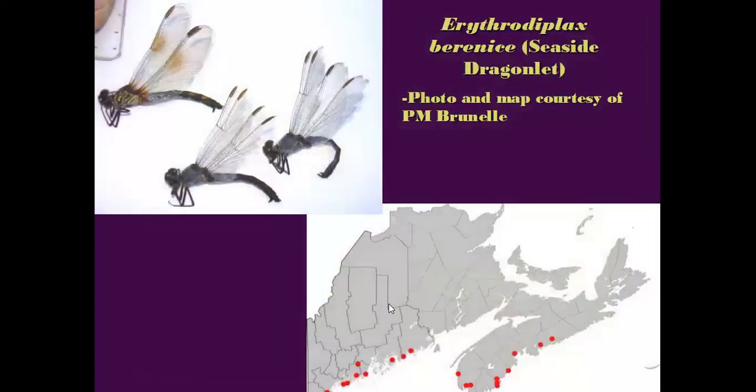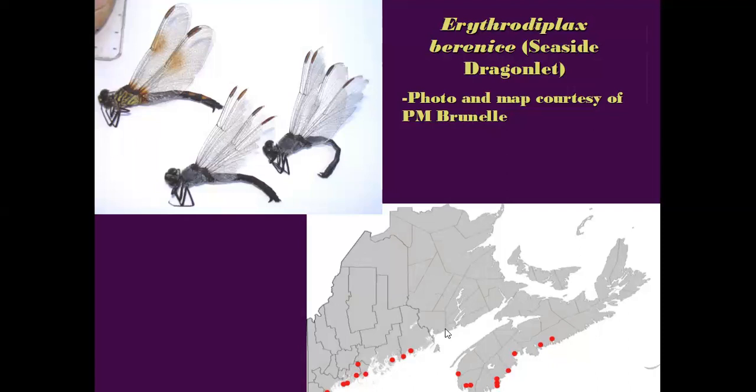The seaside dragonlet is unusual in that it lives in salt marshes, and it's the most tolerant of species to salty water. It can actually tolerate water that's more salty than the ocean in some of these salt pans. The map on the south was from 2015, but now we have seaside dragonlet that's also in New Brunswick, and they're certainly known from the southern coast of Nova Scotia as well.